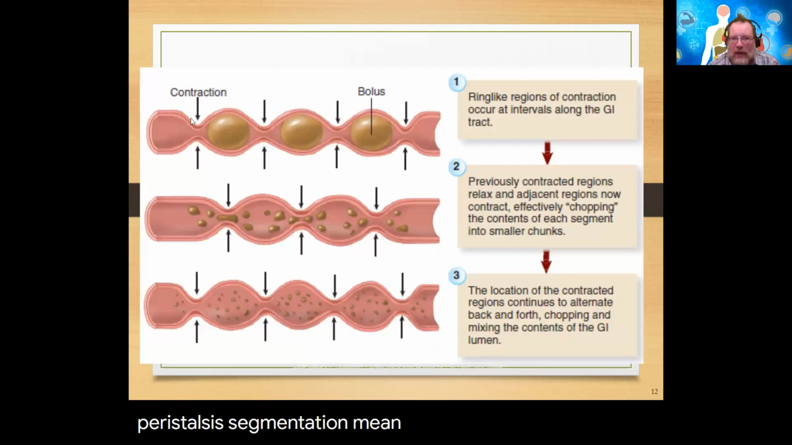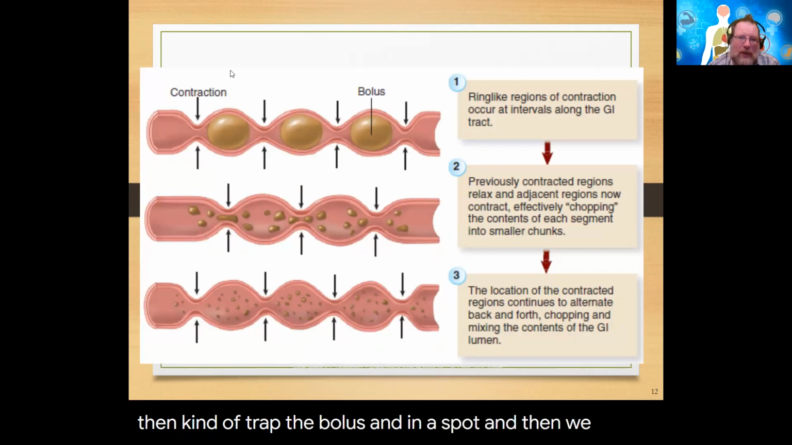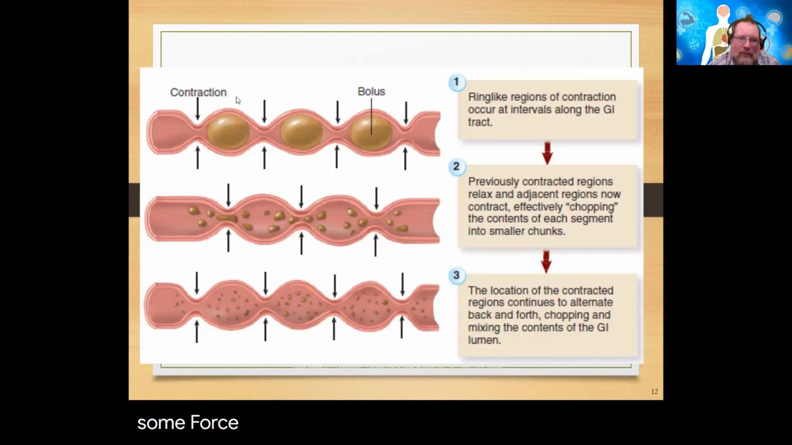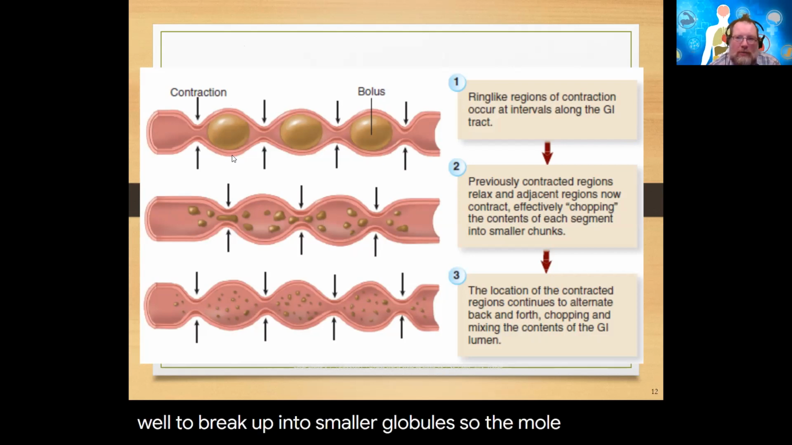Segmentation means we create segments and then kind of trap the bolus in a spot, and then we exert some force in between and get the large globule to break up into smaller globules. So the bolus becomes a bolette, I guess.